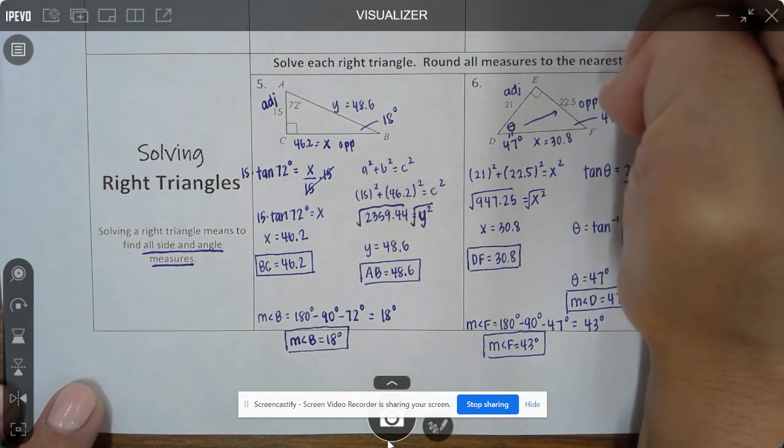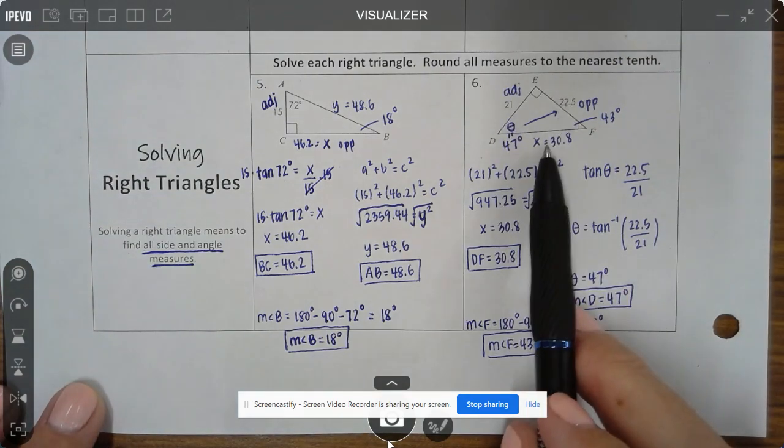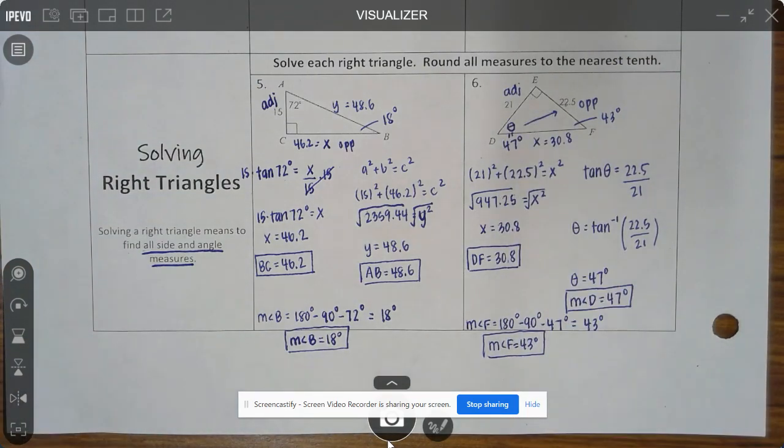And that should be my last piece of information, because now I have all three sides and I have all three angles. So I'm done solving my triangle.